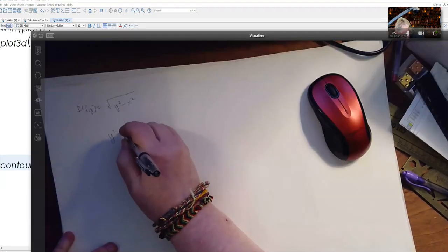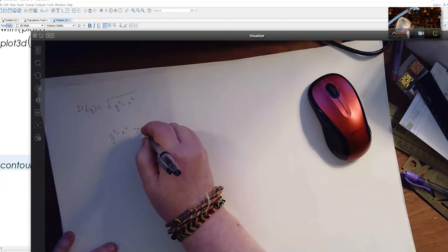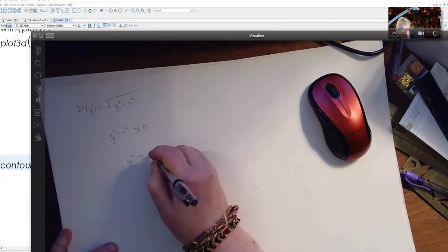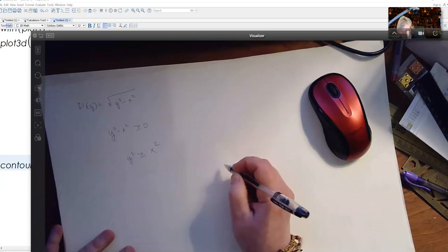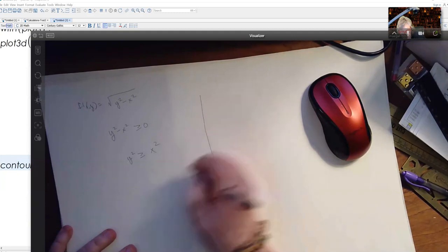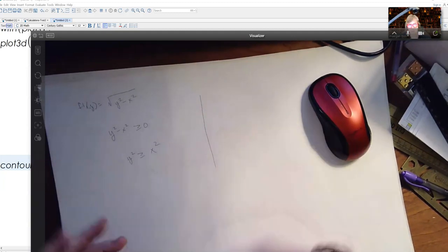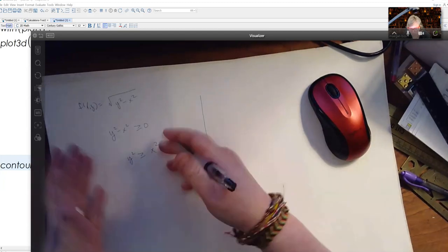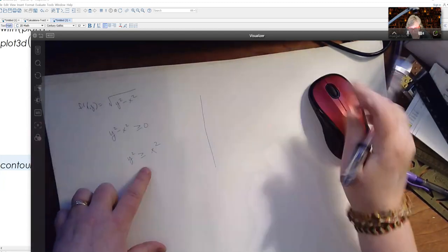Y squared minus x squared must be greater than or equal to 0. Y squared must be greater than or equal to x squared, which means if I take the square root of both sides, you have to think that it's plus or minus when you take the square root, and then you switch the symbol here.